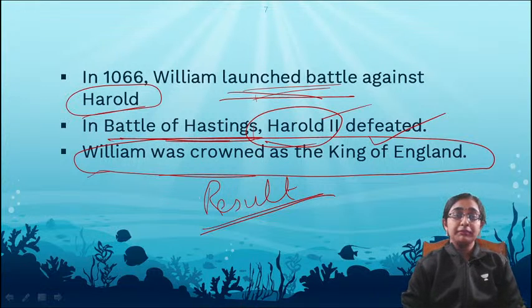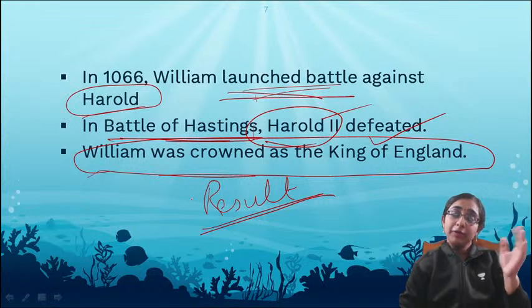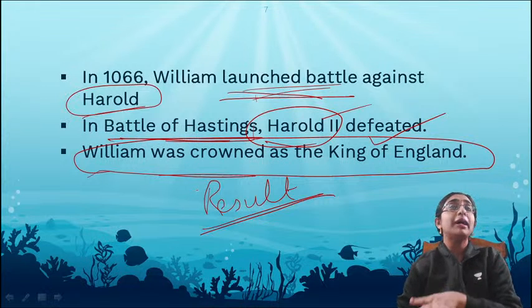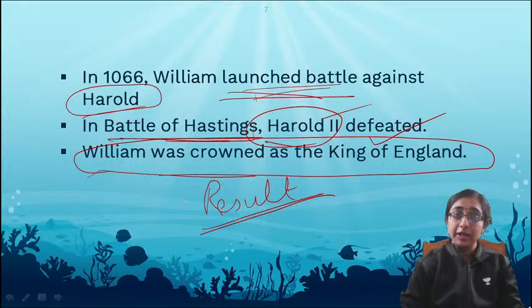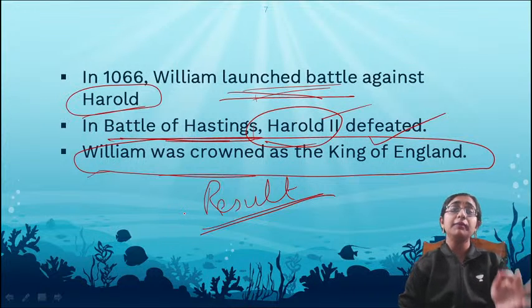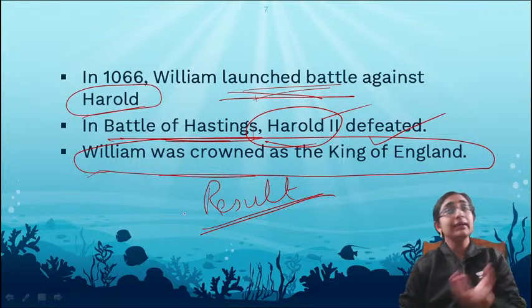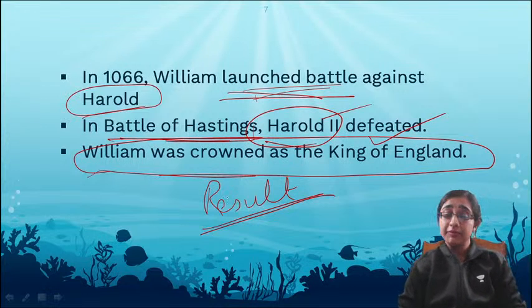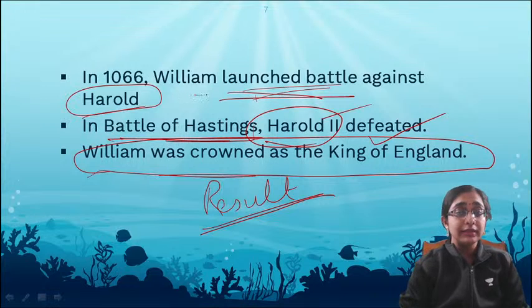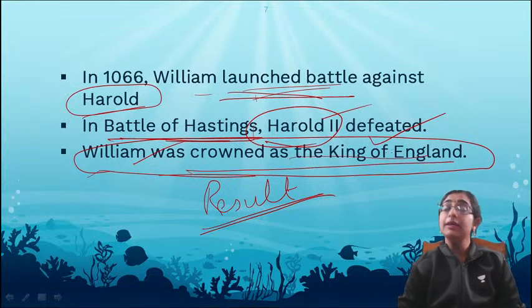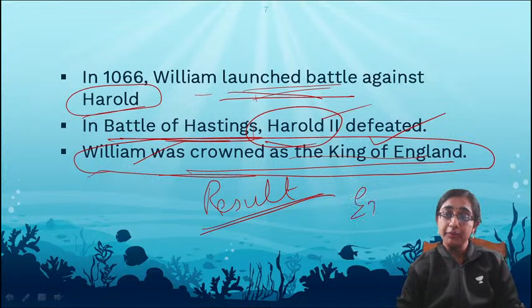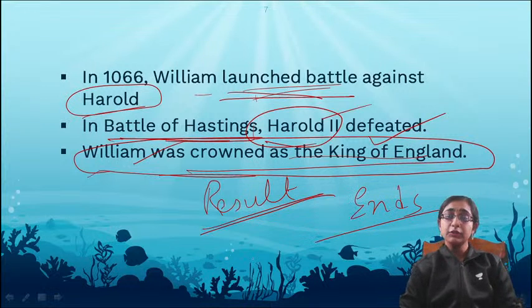So what was the conflict then? William wanted to become the king after the death of Edward the Confessor, but the country people chose Harold II, who was the Earl, as the king. Naturally, William became very angry. William attacked his kingdom and finally he won and he was crowned as the King of England. Here Norman conquest ends. So the whole battle is known as Norman conquest.